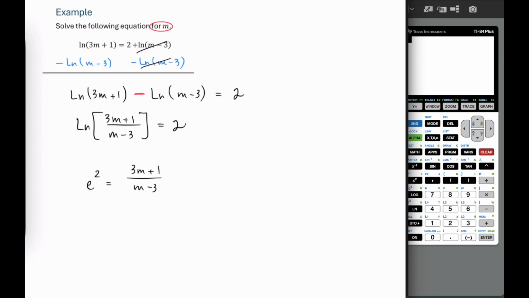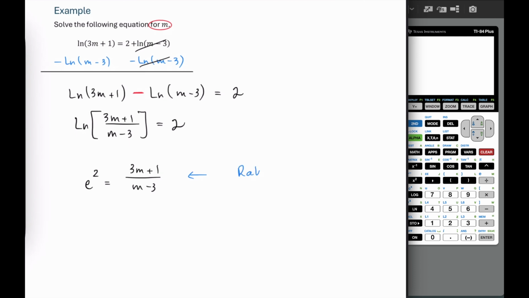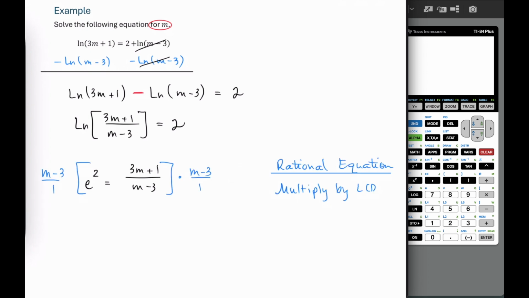Now it's time to reassess. Since the m's are no longer trapped in the argument of the logarithm, what we have now is a rational equation. And one way of solving this rational equation is to multiply both sides by the LCD. In this case, the LCD is m minus 3, so we multiply both sides by m minus 3 over 1. On the left-hand side, we have e squared times m minus 3, and on the right-hand side, these m minus 3's cancel out, which leaves us with just 3m plus 1.